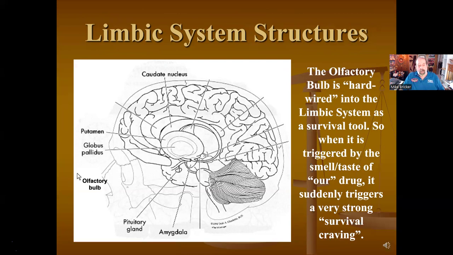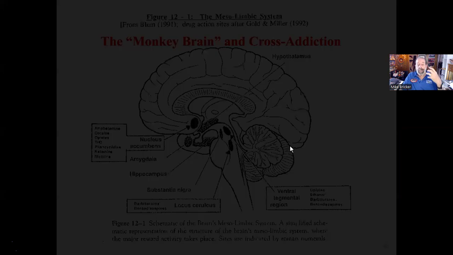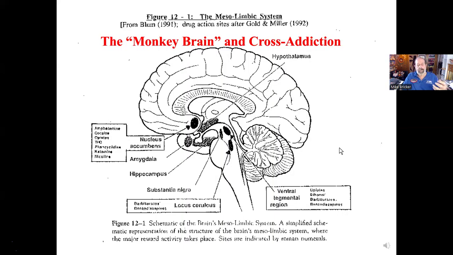The olfactory bulb is hardwired into the limbic system as a survival tool. I mean, we all know dogs can smell fear, right? Dogs have a limbic system. They smell a threat, they react, right? So the olfactory bulb, your sense of smell, is hardwired into the limbic system. So when it gets triggered by the smell or the taste of our drug, suddenly it sets off a really strong survival craving.